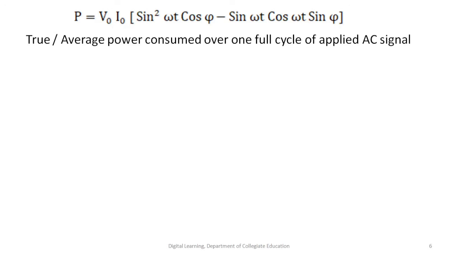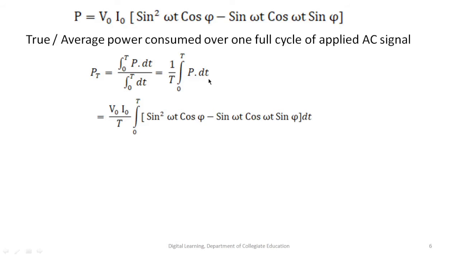True power or average power consumed over one complete cycle of AC applied will be defined as P T, that is true power, equal to integration from 0 to T of P dt, whole divided by integration from 0 to T of dt. Integration of dt from 0 to T is capital T. Therefore true power will be equal to 1 over T integration from 0 to T of P dt.